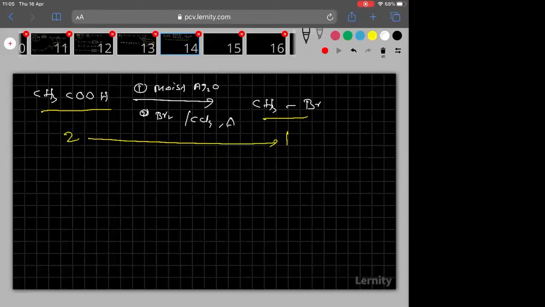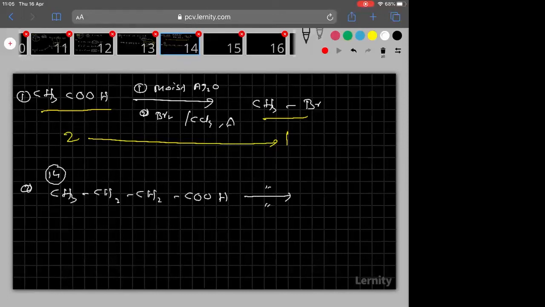Clear everyone? Now let me go for the next example. So here I am taking CH3 14. Actually carbon weight is 12, but here I took 14. It is the isotope of carbon. Atoms of the same element having the same atomic number but different mass number are called isotopes. So CH3, then CH2, CH2, COOH. Again using the same reagents, moist Ag2O, and second one is bromine in presence of CCl4.